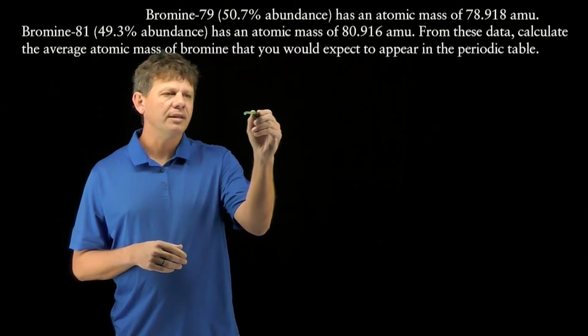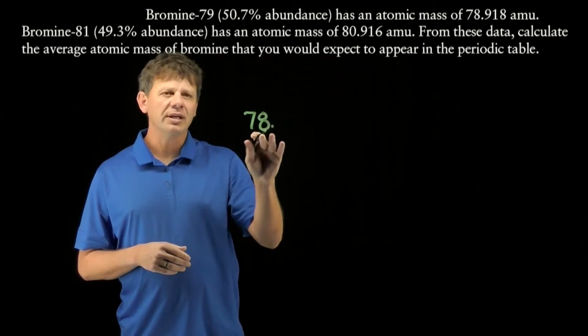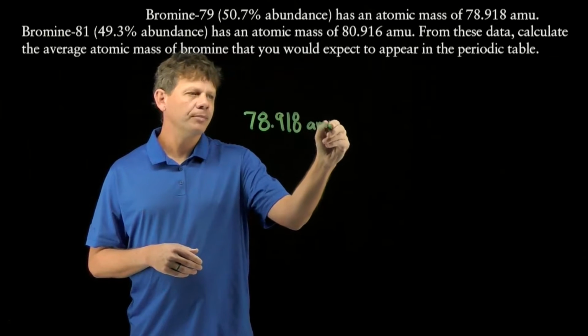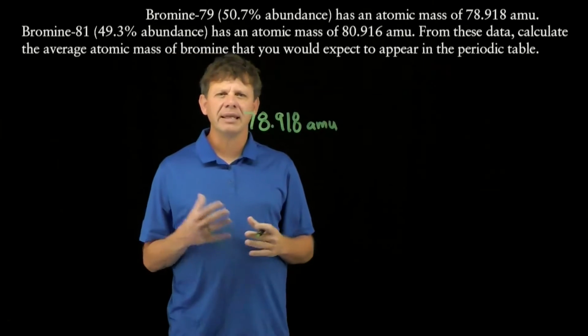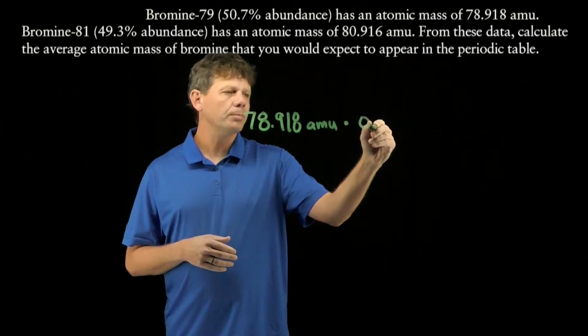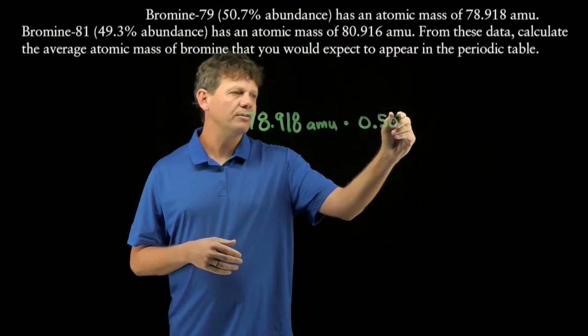So let's start with the 79, which is going to have 78.918 atomic mass units. And the problem tells us that it is 50.7% abundance. So we'll multiply this times 0.507.